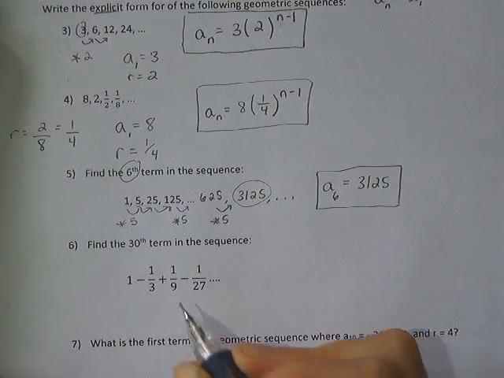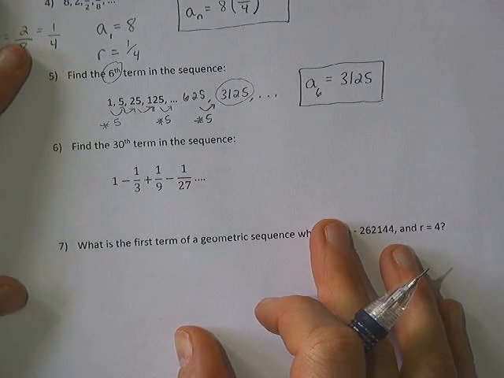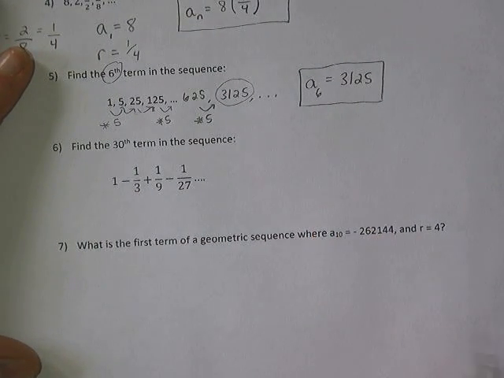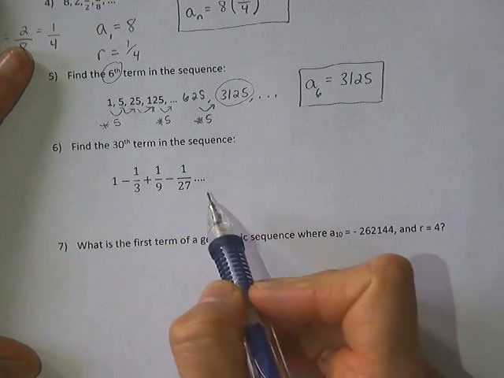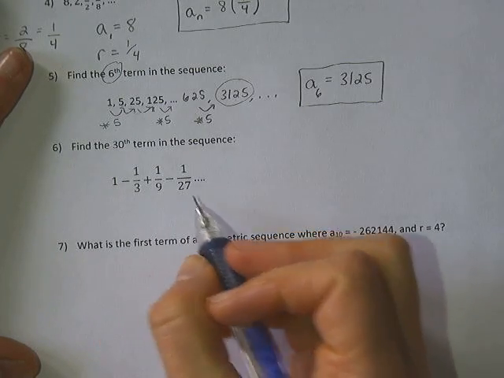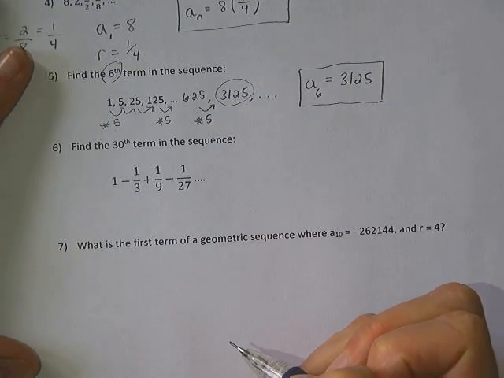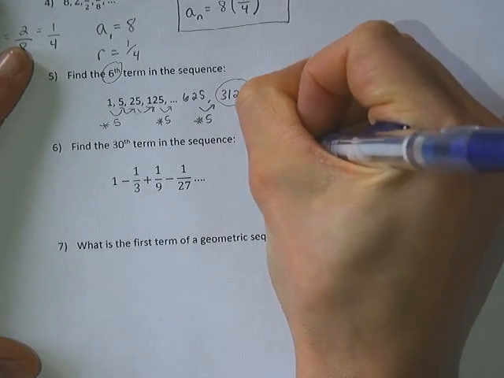Okay, so now if they ask you a question like this one, find the 30th term in the sequence. Okay, well, the 30th term would be one where it would take me a while to get that far. And so instead of me just thinking recursively, what am I doing from one term to the next, I'm going to have to use my explicit formula. Okay, so I'm going to copy down my explicit formula.